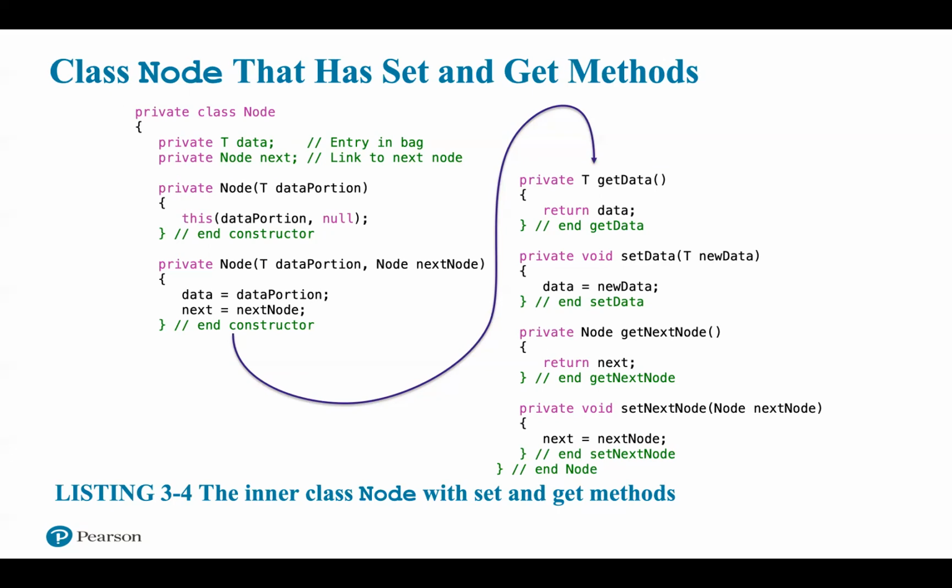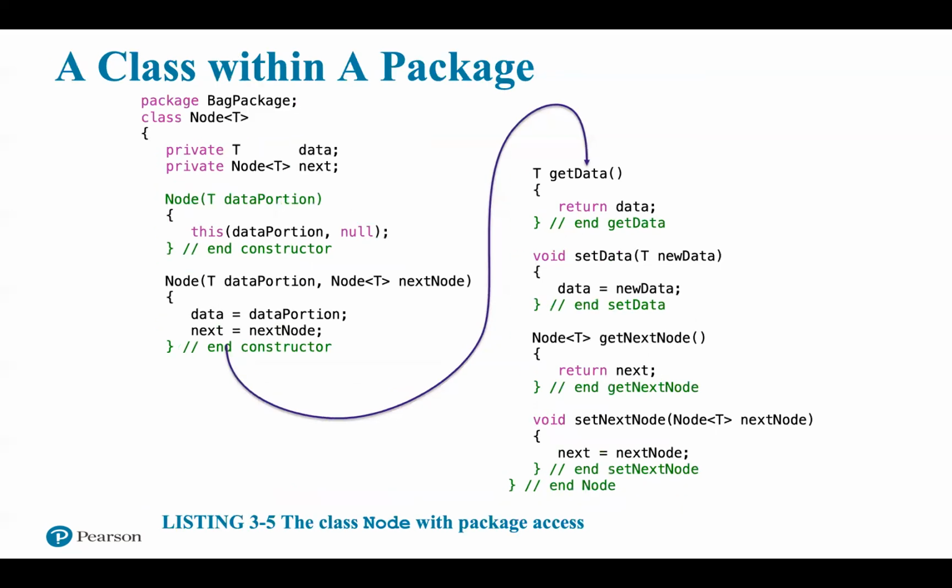As an inner class, suppose that we add the methods getData, setData, getNextNode, and setNextNode to the inner class Node, as it appears in listing 3.1. The class would then appear as given here in the listing. So here's a class with a package.